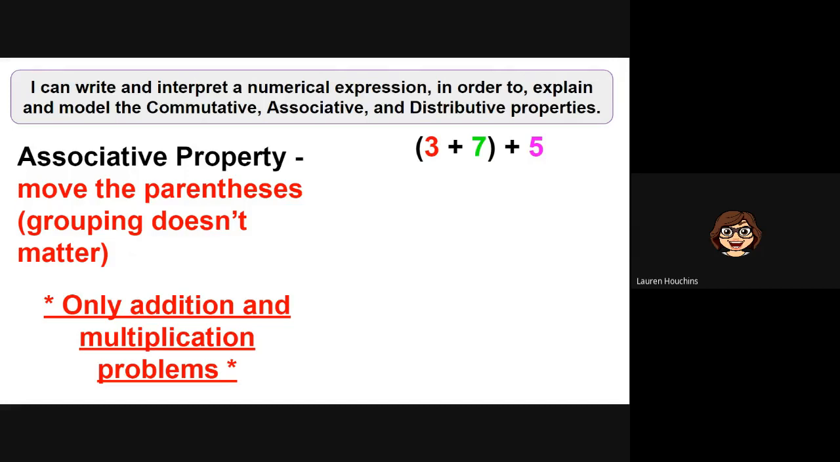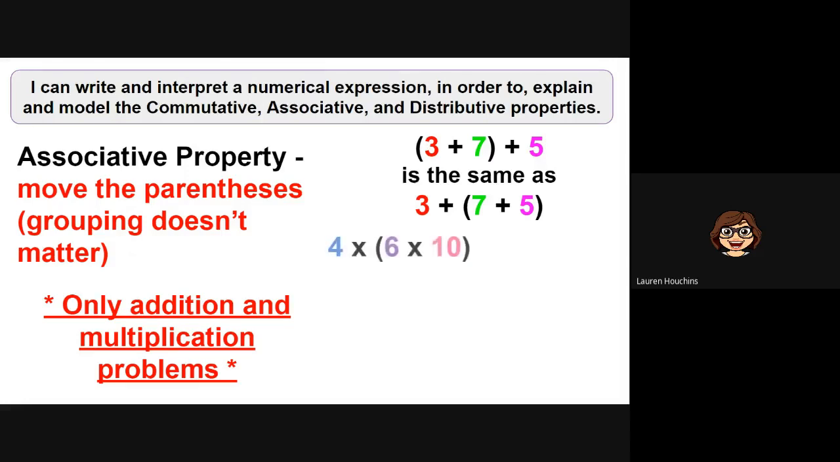I have 3 plus 7, and if you notice, those are inside the parentheses, plus 5. But because of the associative property, I can move the parentheses and get the same answer. So now I have 3 plus 7 plus 5, and 7 plus 5 is within the parentheses. 4 times 6 times 10.